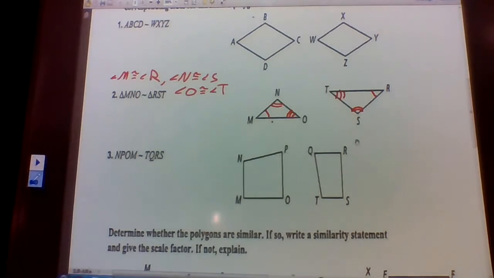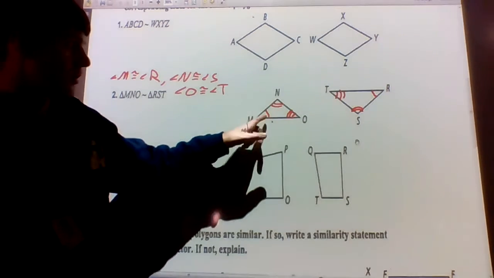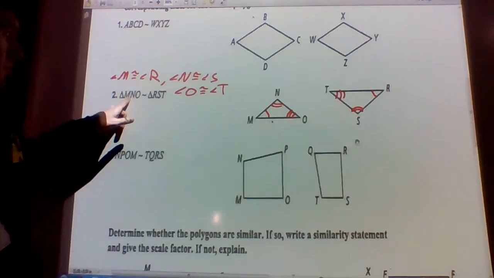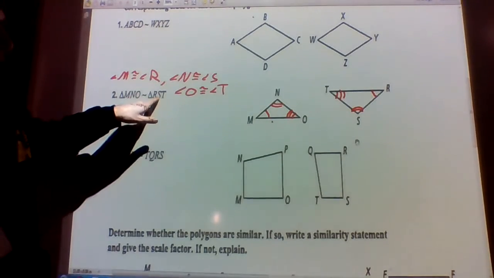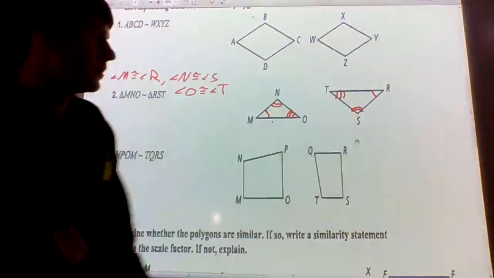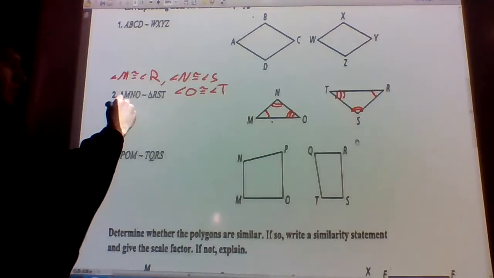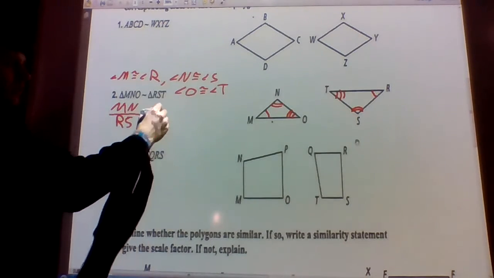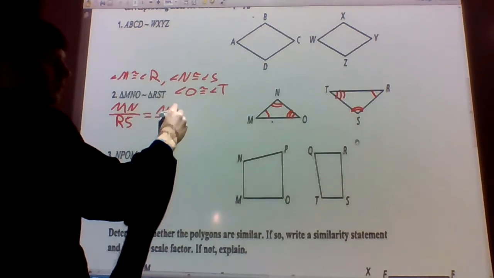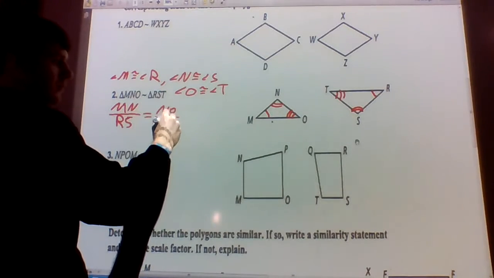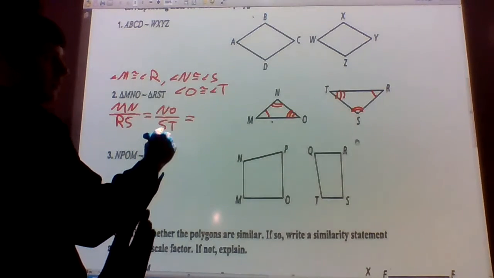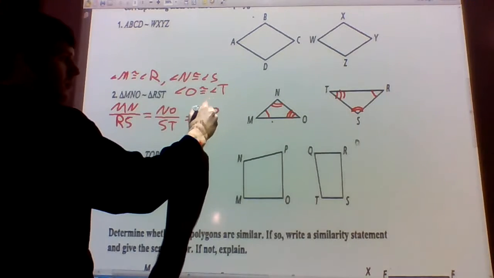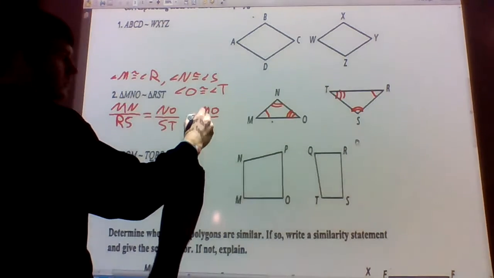And now we need to write the extended proportion. So MN, of course, is between the 1 and the 2 arcs. Okay, that's going to correspond with RS. So MN and RS. Okay, NO and ST. And then MO with RT.